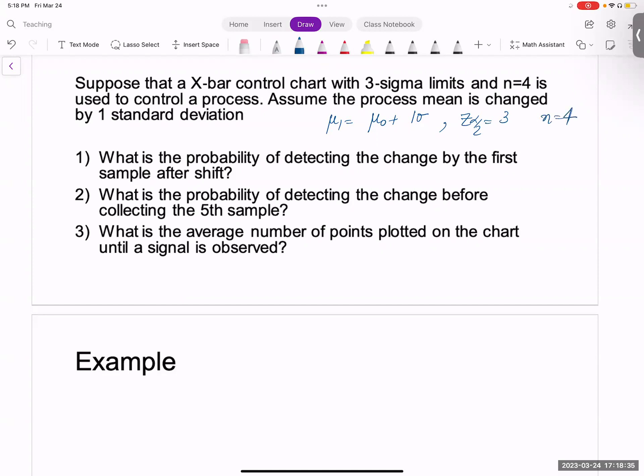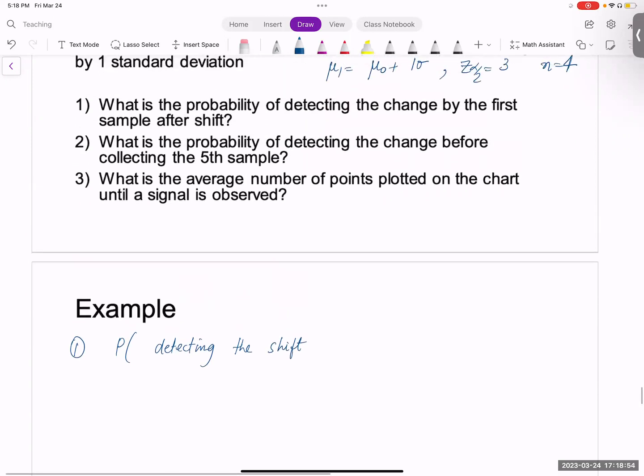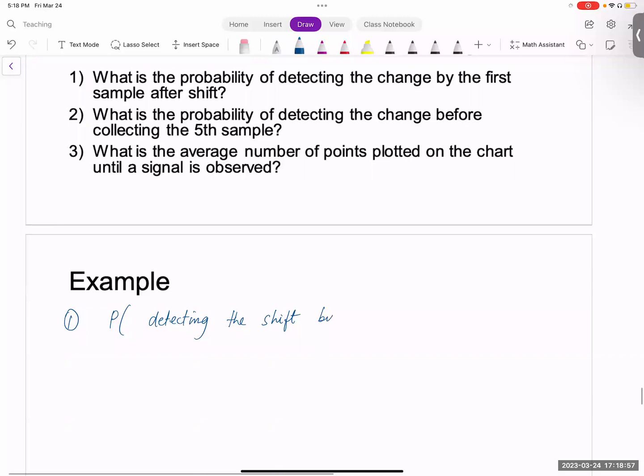Okay, so the first question is, what is the probability of detecting a change by the first sample after the shift? So the question is asking us the probability of detecting the shift or the change. It's the same thing. Detecting the shift by the first sample after the shift, given the process is out of control. Because there is a shift, the process is already out of control, right?